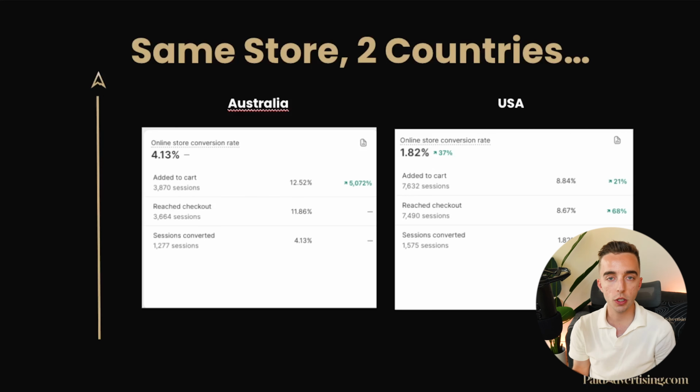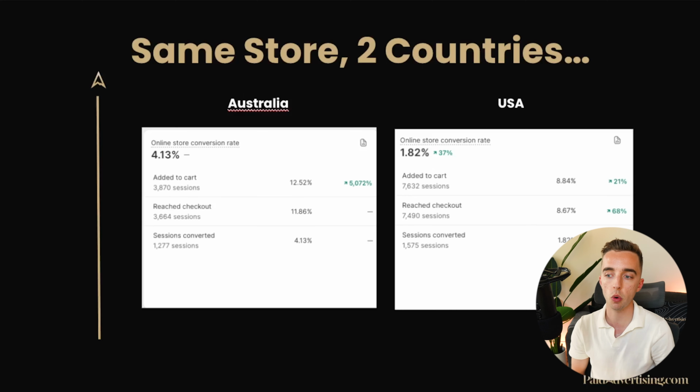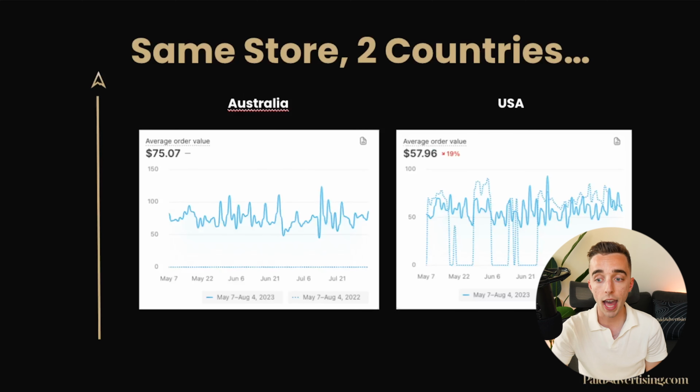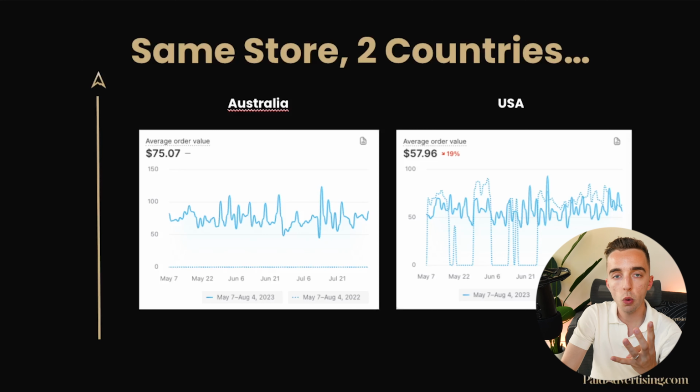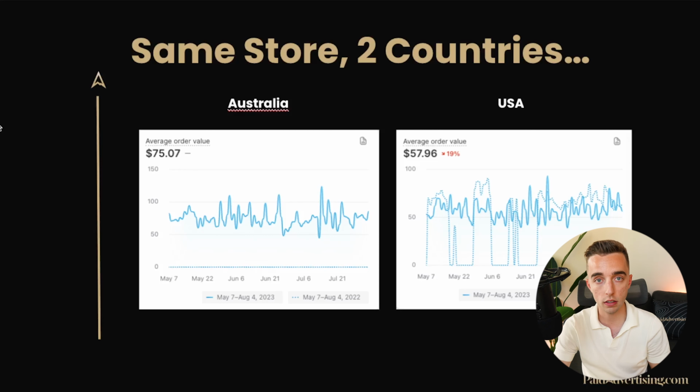Why? Well, you could say that the US market is more competitive. There's a lot more people advertising. There's more similar products. So conversion rate's going down. Keep it up. Average order value, $75 in Australia. $57. You literally reverse the numbers in the US. Same time period. So I've now shown you 4 examples of stats that are completely different from one country to another. Not by a simple 5 or 10%, but by a lot.